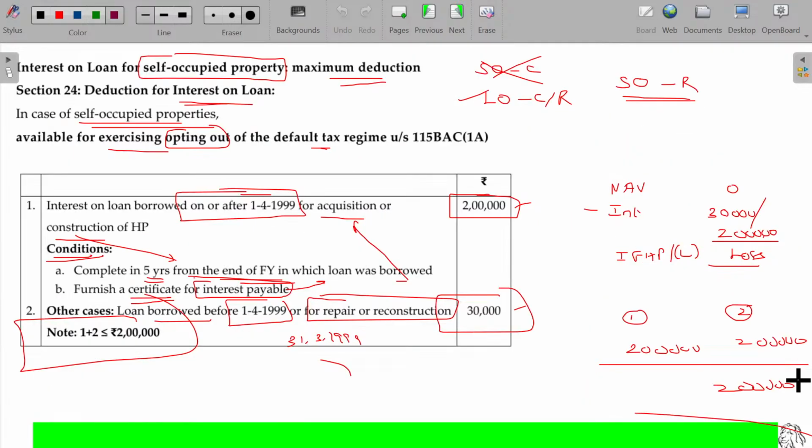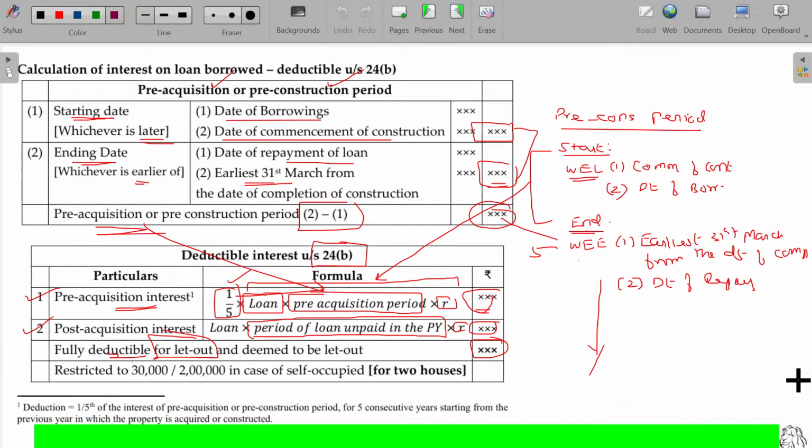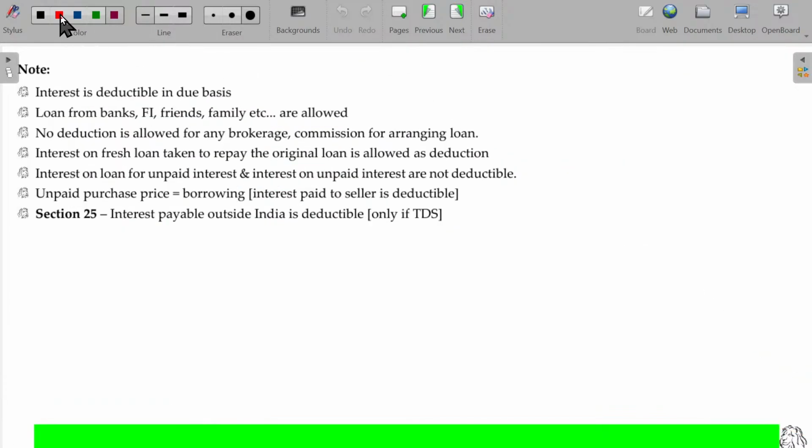So in the interest calculations, here is a note. Interest is deductible on due basis also, not necessarily that it has been paid. And the loan can be taken from banks, financial institutions, friends and family also. But for any payment for arranging the loan, like brokerage or commission for arranging the loan, no deduction is allowable.